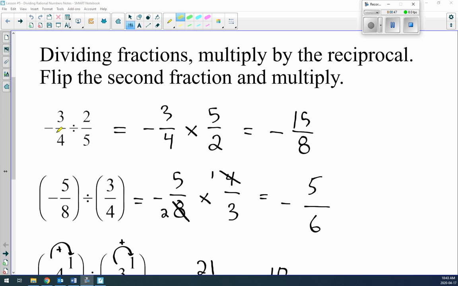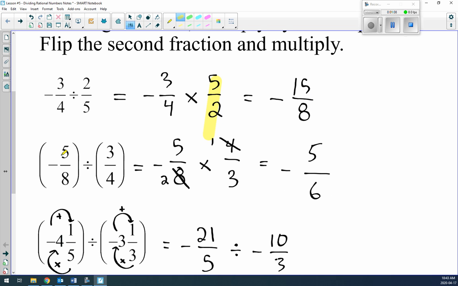So let's look at this first example. Negative 3 over 4 divided by 2 over 5 is negative 3 over 4 times, flip it, 5 over 2. And then you just multiply like you normally would. A negative times a positive is a negative. 3 times 5 is 15. 4 times 2 is 8. Again, negative 15 over 8. You can leave it in that form if you want as improper, or you can change it to mixed.